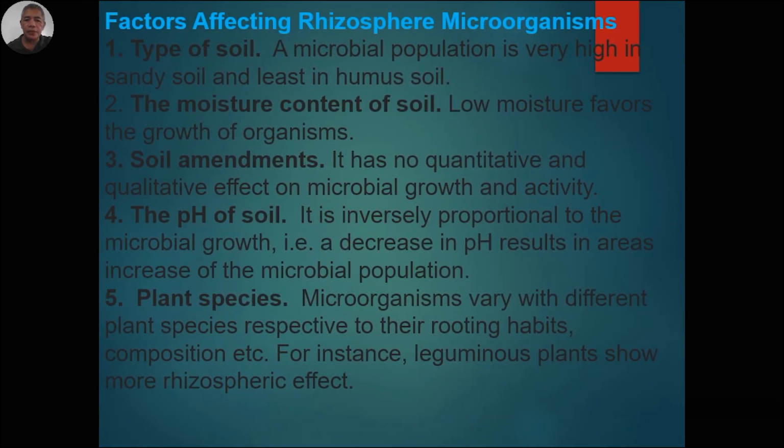What are the different factors affecting rhizosphere microorganisms? Number one is type of soil or soil type. Microbial population is very high in sandy soil and least in humus soil. Next, the moisture content of the soil. Low moisture favors the growth of organisms.